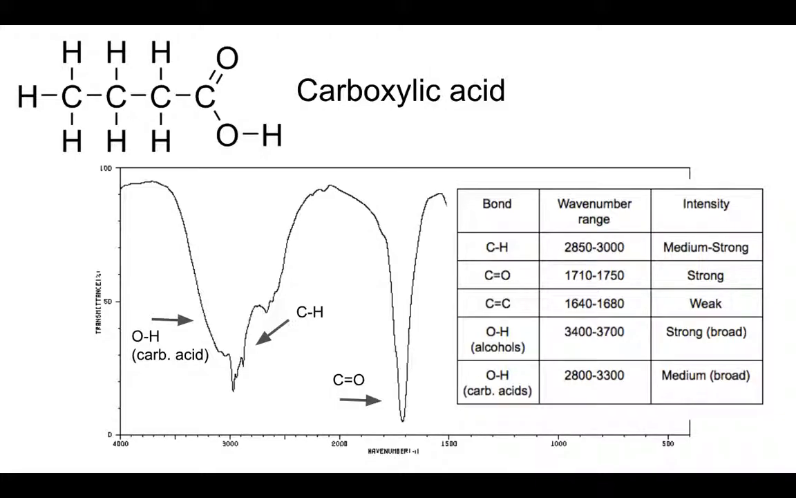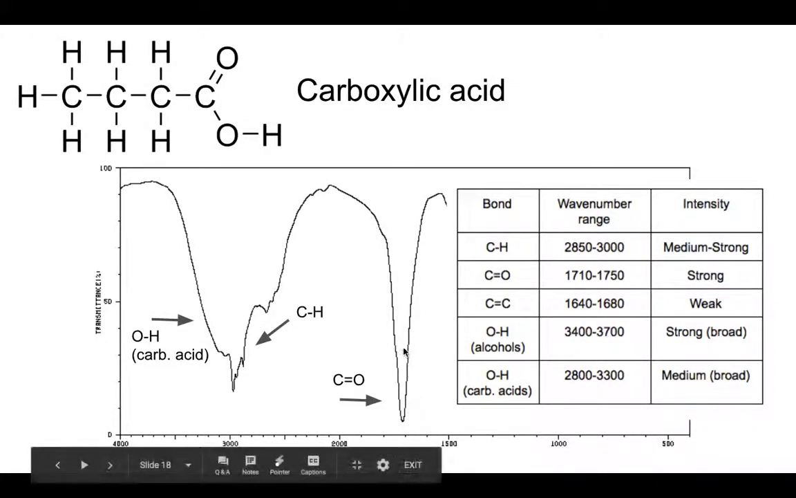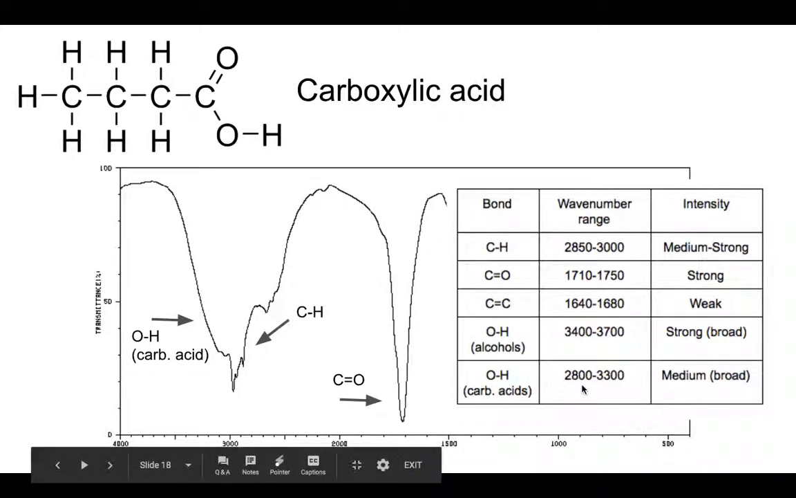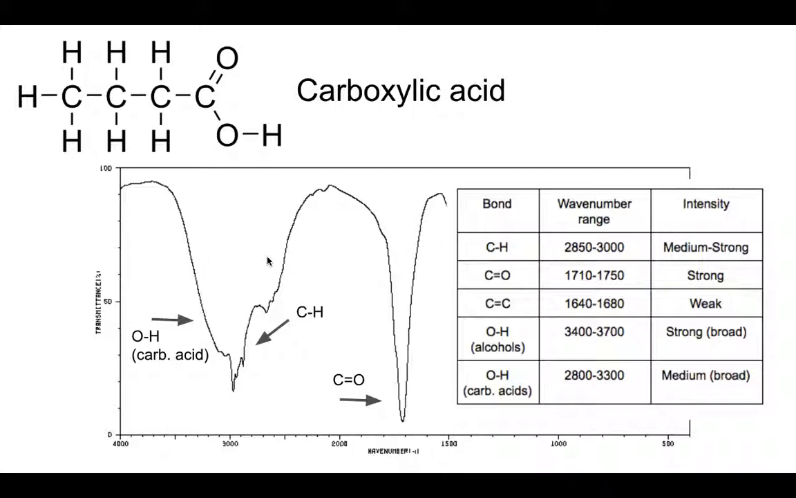Now here we have a carboxylic acid. Now carboxylic acid actually has a couple of different functional groups that we can see, because besides the carbon hydrogens, which we always have, it's got a carbon-oxygen double bond. We see the carbon-oxygen double bond here right past 1700, just where we expect to see it. Nice strong signal. But it's also got an OH, which is like an alcohol, but this is a very different OH because of the different environment that it's in. This is an OH in a carboxylic acid, and it goes from 2800 to 3300 all the way across here.